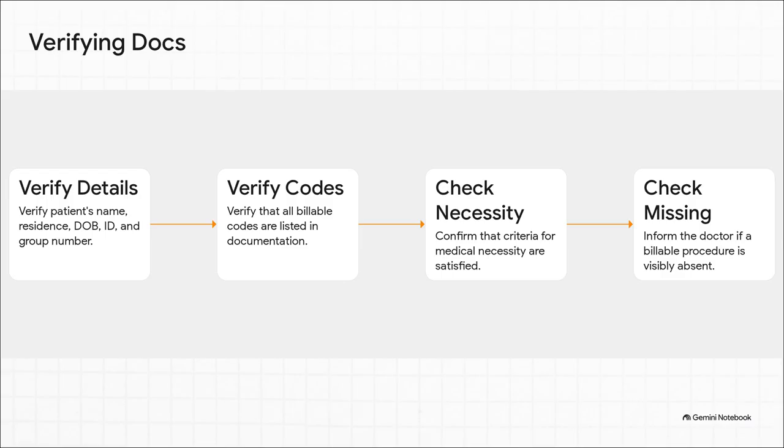You know, when you're reviewing a medical record, you are doing way more than just reading. You're actually verifying a compliant audit trail. Step 1, you verify the patient details. Step 2, you ensure all the billable codes are actually listed in the documentation. Step 3 is confirming medical necessity, making sure the paperwork actually supports the treatment. And Step 4, checking for absent procedures. It's super important because any misstep here totally disrupts the revenue cycle and compliance.